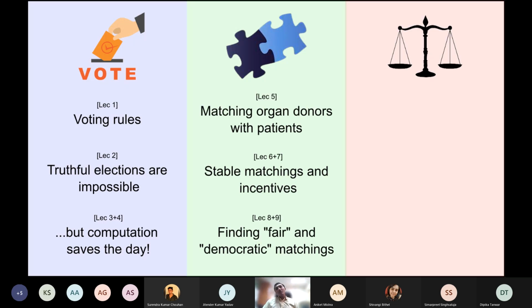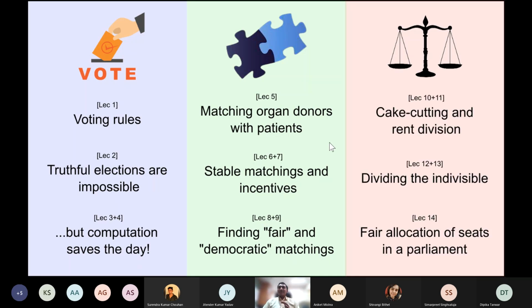Then we'll move on to matching, and we'll start by talking about these organ donors to patient matching applications. Then we'll move on to stable matching, which I believe some of you might have already heard, the Gale-Shapley stable matching algorithm. It's often taught in introductory algorithms courses. We're going to study the economic properties of that algorithm. And then in subsequent lectures, we are going to look at other fair matching algorithms and more democratic matching algorithms.